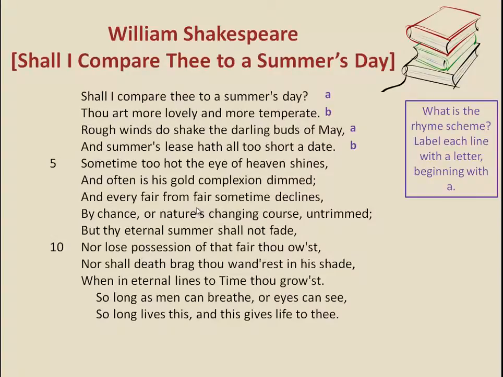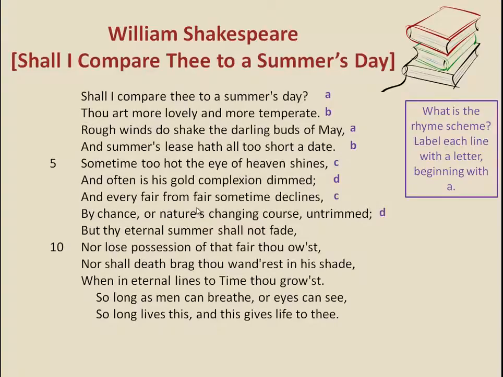Our next word, shines. Does it rhyme with any of the words that have come before it? Day, May, nope, it's not an A. Temperate or date, nope, doesn't rhyme with that. So we give it a new letter, a C. What about dimmed? Does dimmed rhyme with shines? Nope. Date? Nope. May? Nope. Dimmed is a new line that does not rhyme with any of the previous, so we give it a new letter, a D. Declines. Well, that rhymes with shines. So again, we're going to recognize that those rhyme by giving them the same letter, a C. So what does untrimmed rhyme with? Dimmed. So we're giving it a D. And we can finish that throughout the rest of the piece.